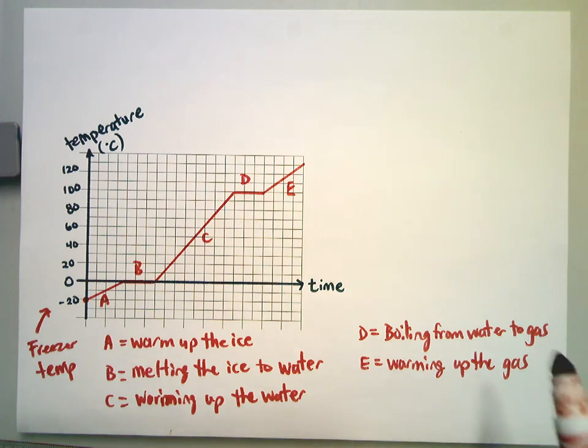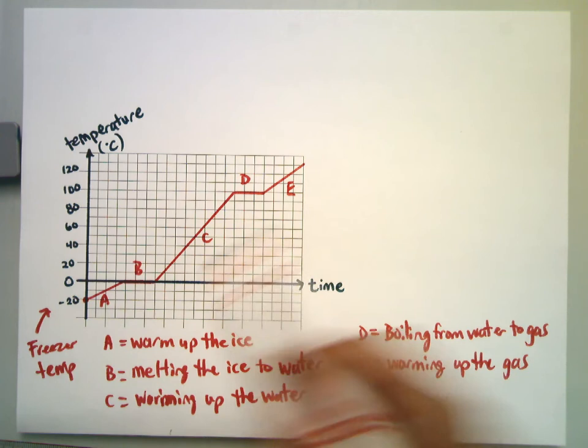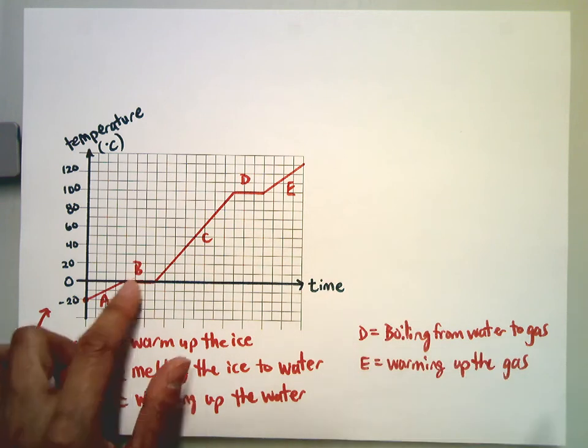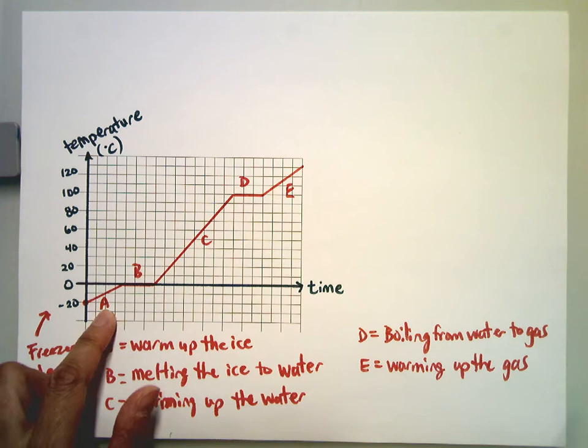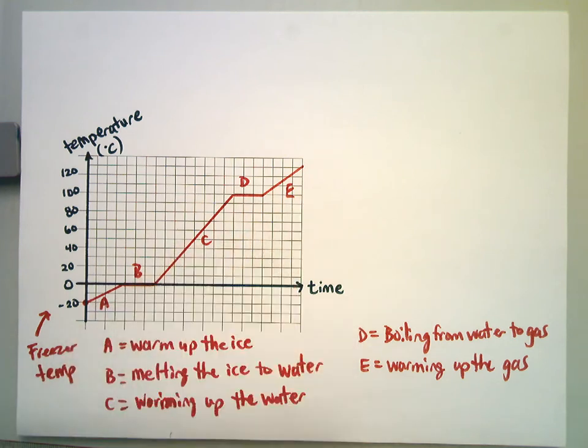And those are the stages of the phase changes. The phase changes are technically B and D, whereas A, C, and E are just warming up stages.